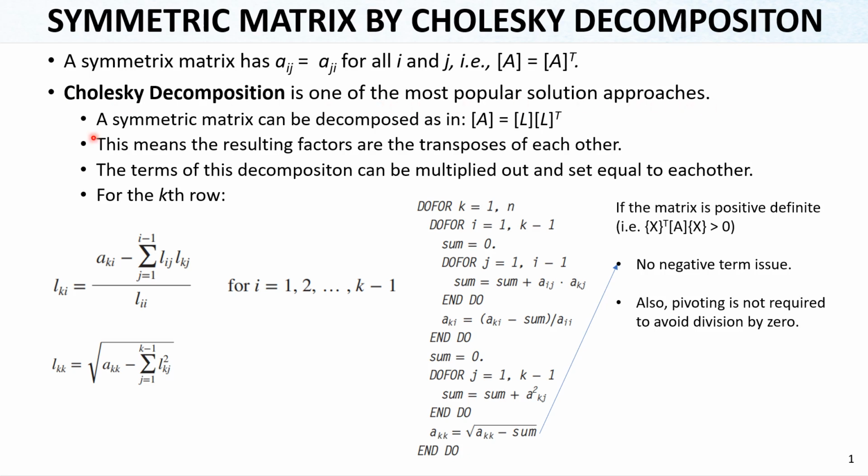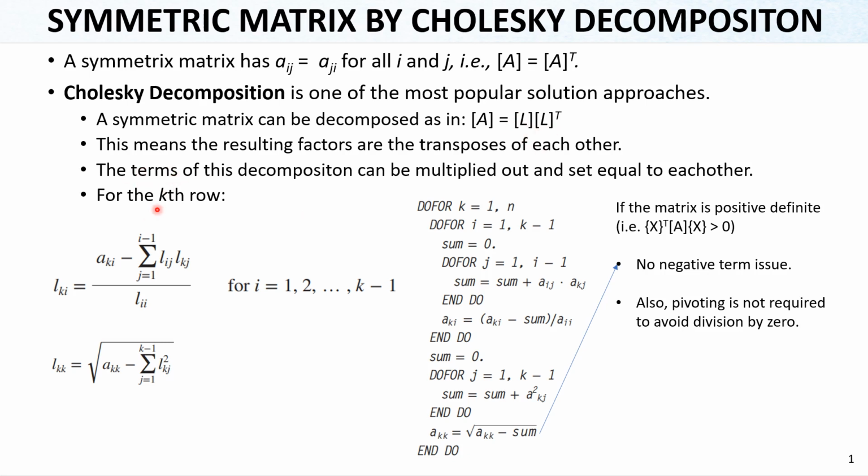Basically, we can decompose a symmetric matrix into L and L transpose. As you can see here, this is similar to LU decomposition, but because we have a symmetric matrix, we have L and L transpose as the decomposition of the A matrix. So the resulting factors are the transposes of each other. The terms of the decomposition can be multiplied out and set equal to each other. The terms means the terms of these.